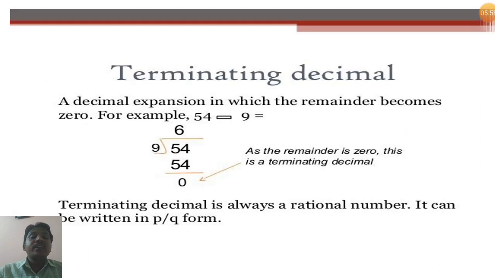First one, terminating decimal. A decimal expansion in which the remainder becomes 0. Terminating means there is an end. The remainder becomes 0. For example, 54 divided by 9 gives 6 as a quotient and 0 as a remainder. As the remainder is 0, this is a terminating decimal. A terminating decimal is always a rational number. It can be written in the form of p by q.